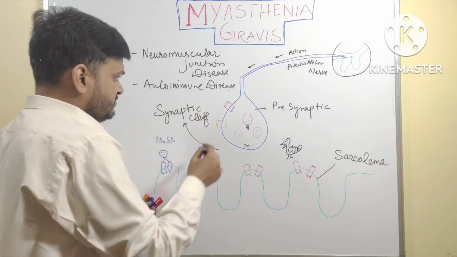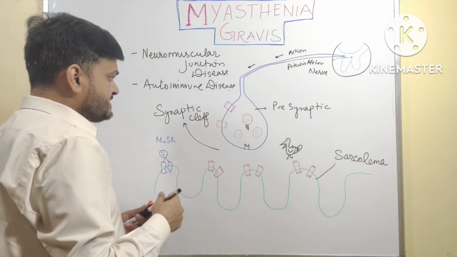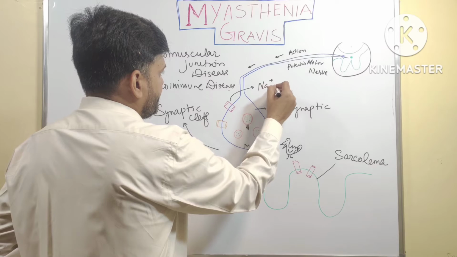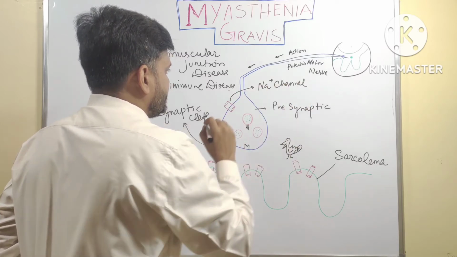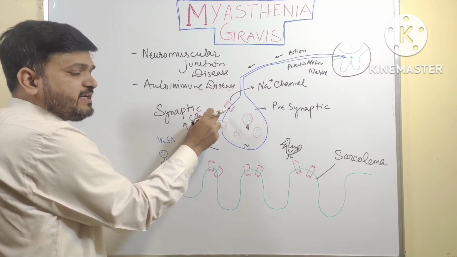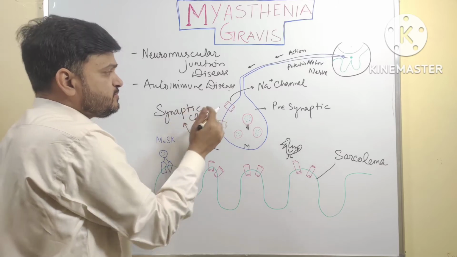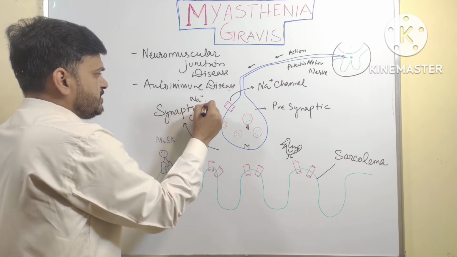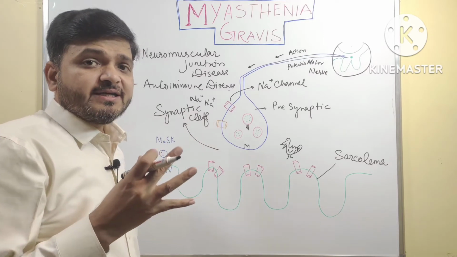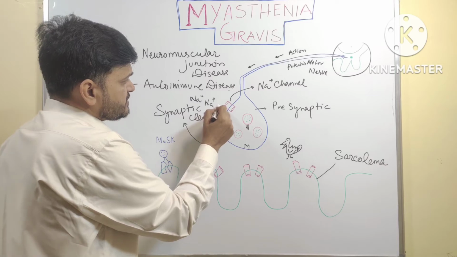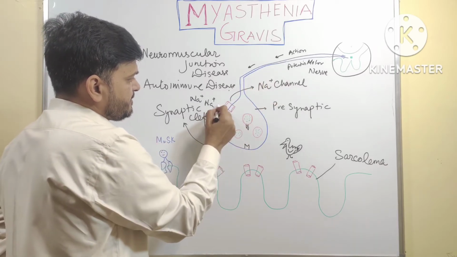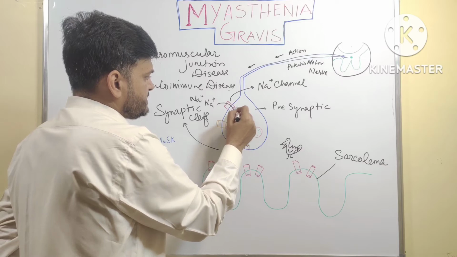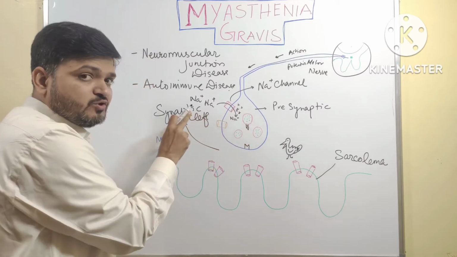Now when it reaches here, you can see this pinkish channel. This is a sodium gated channel. As the name indicates, it is closed already, but when the action potential reaches here, it opens. As we all know, there is a lot of sodium extracellularly. Where is the concentration of sodium ions higher? Yes, absolutely, it is outside the cell. So when the action potential reaches here, the sodium channel opens and lots of sodium goes inside, right?